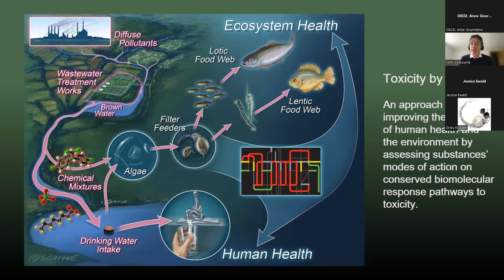Because a sentinel species such as Daphnia, which is sampled from the actual environment in which it lives, can actually provide information as to whether these toxicity pathways are elicited by not only synthetic industrial compounds, but also by direct exposure to substances taken directly out of the environment. So toxicity pathways and the use of toxicology by descent is really an approach here of improving the protection of human health and the environment by assessing the substance's modes of action that are conserved biomolecular response pathways to toxicity.